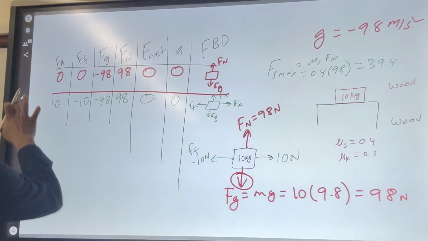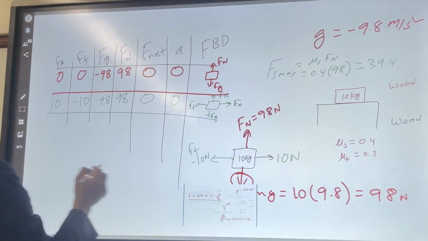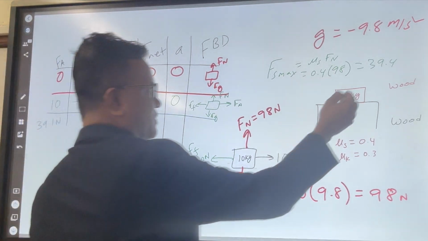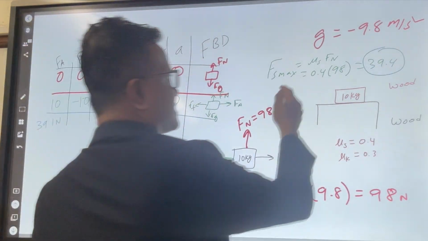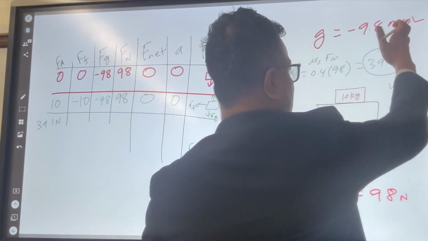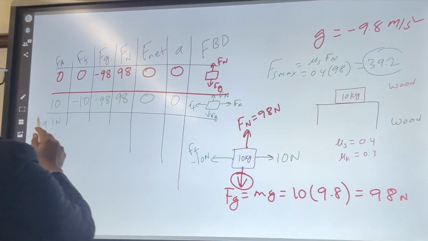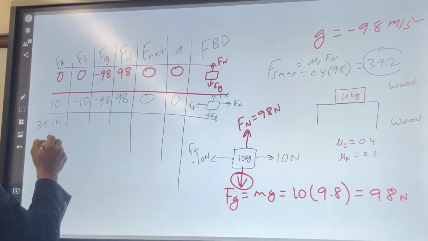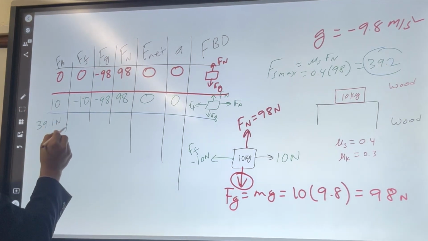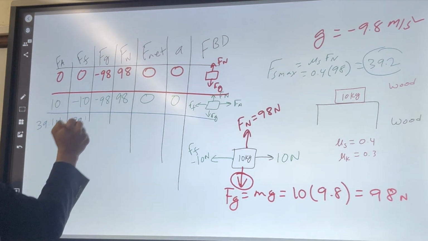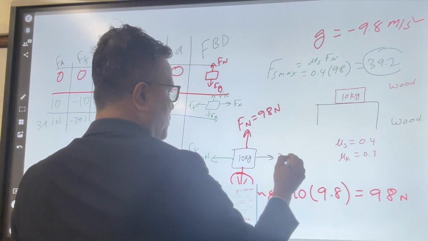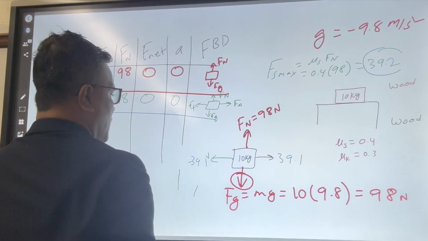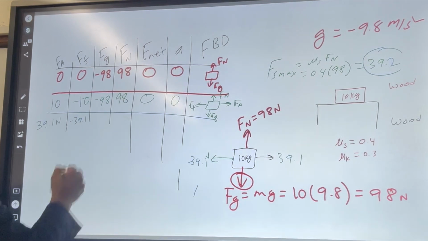Okay, now let's say you use 39.1 Newton. 39.1 is smaller than 39.2. So what does that mean? Friction immediately becomes equal in magnitude, opposite in direction. If this is 39.1, this becomes negative 39.1. Equal in magnitude, opposite in direction.